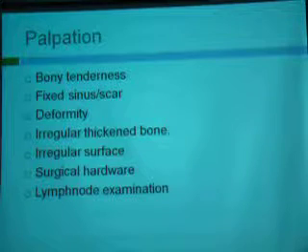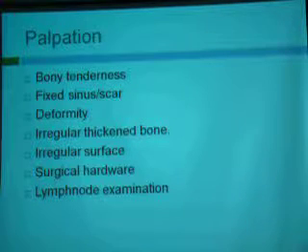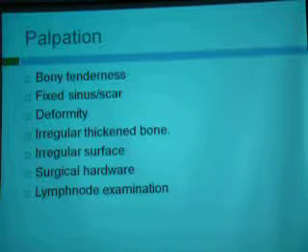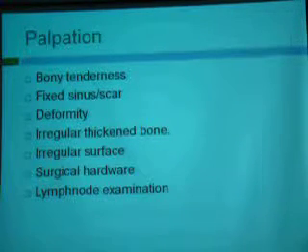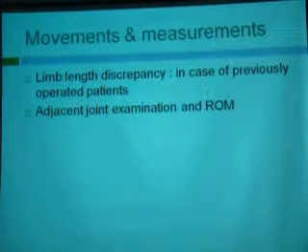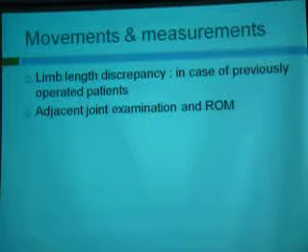Palpation, you confirm all your findings of inspection. First you check local temperature and tenderness, then you assess whether the sinus or the scar is adherent. See if you can palpate any irregular thickened bone ends or any surgical hardware, and do not forget the local lymph node examination, because in case of infection you expect them to be enlarged. Movements of the adjacent joints may be restricted because of contractures, and should be noted down. Also measurements: in case of previous surgeries, there may be shortening. So you need to measure the true and apparent shortenings.